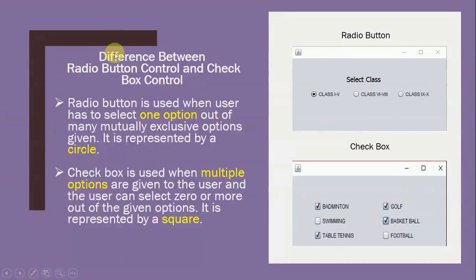So let's once again see the difference between radio button control and checkbox control. Radio button is used when the user has to select one option out of many mutually exclusive options given. So you can see here, this is an example of radio button. All the radio buttons are represented by a circle, and out of them I can select only one option. Checkbox is used when multiple options are given to the user, and the user can select 0 or more out of the given options. So here I can select more than one option, or if I wish, I cannot. If I don't want to select, it is also possible, and it is represented by a square.